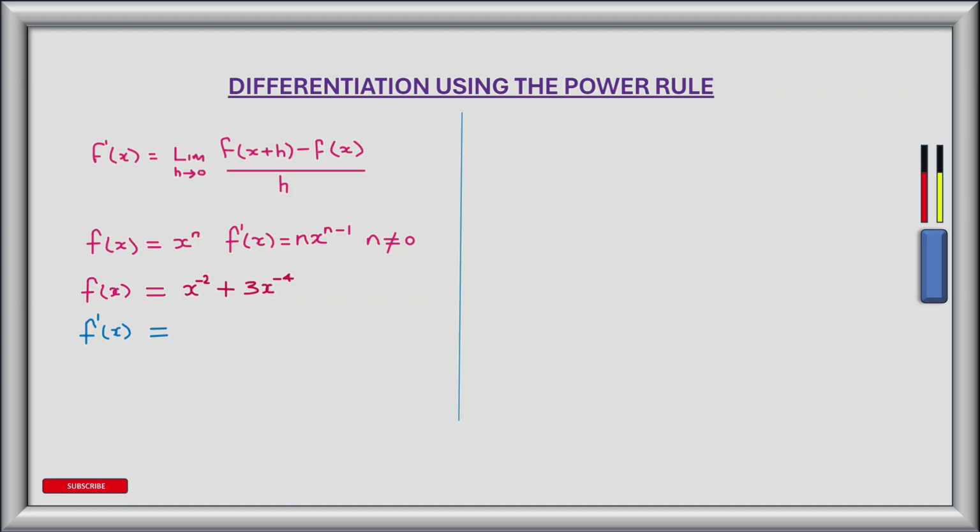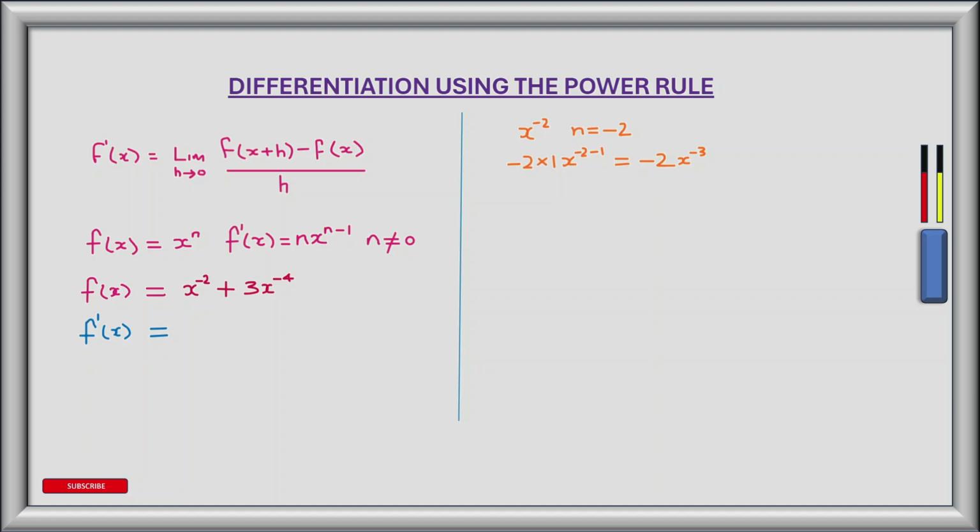Now let's see how we can apply the power rule to negative powers. So this time our function is x to the power of minus 2 plus 3 times x to the power of minus 4. So we can apply the power rule in exactly the same way as we did before. So let's take our first term, which is x to the power of minus 2. So in this case, n is minus 2.